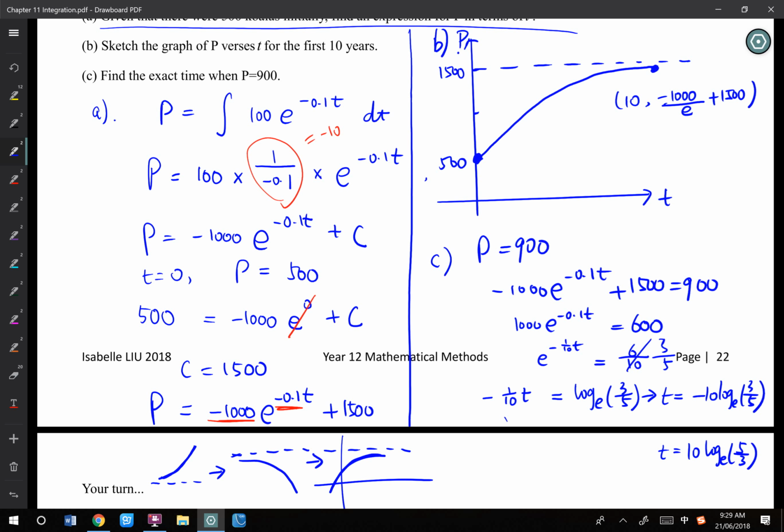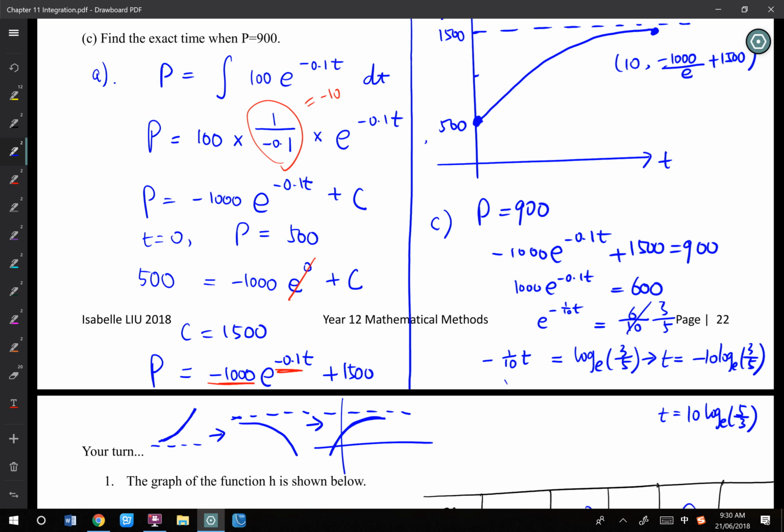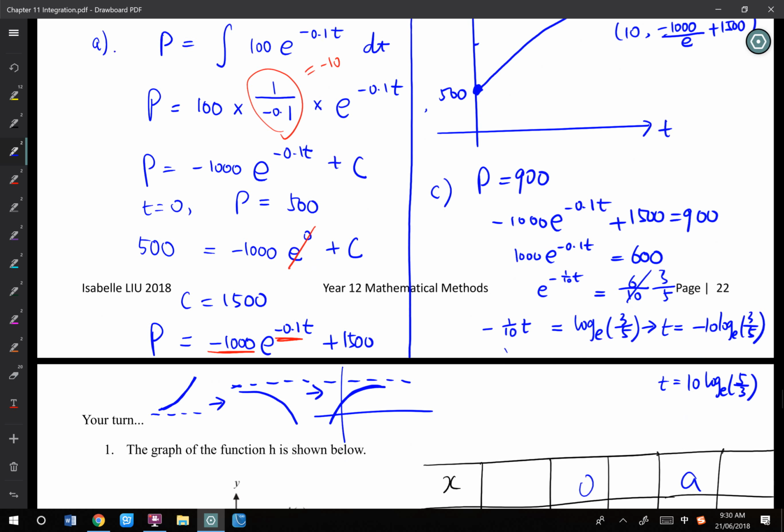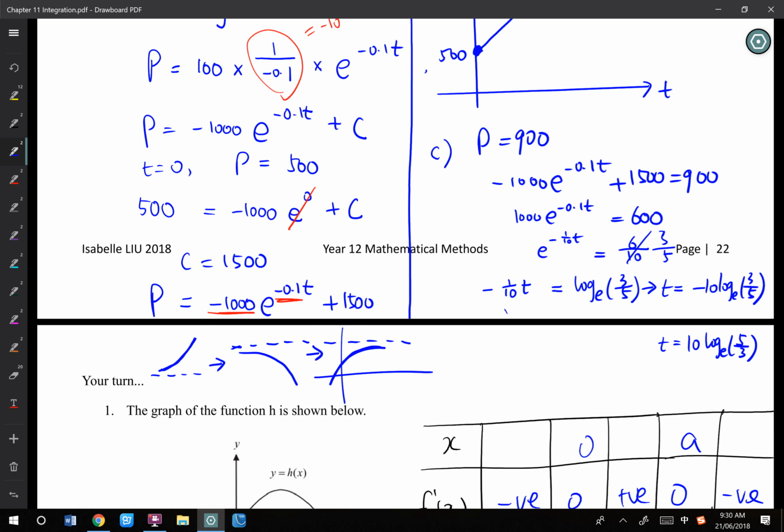As I said, population growth will most of the time be modeled by the exponential function, because there's a restriction, a horizontal limit. Your increase is not going to go to infinity forever. It will approach a particular value and then become stable. And we find the antiderivative, sketch the graph, and substitute a value in to find the solutions for t.